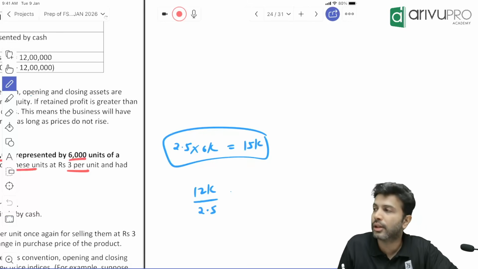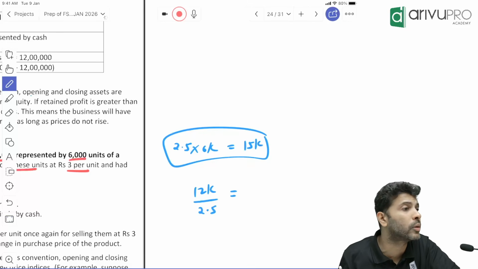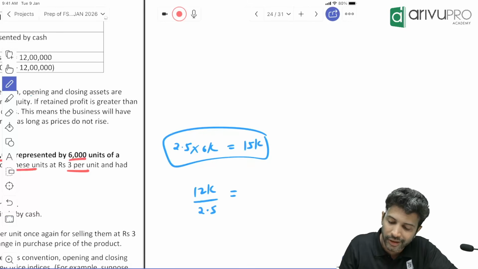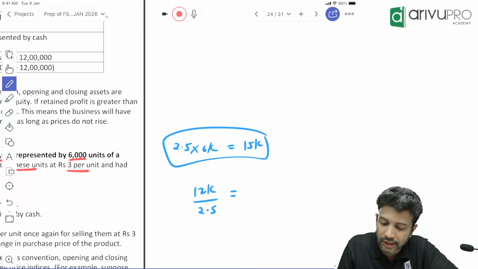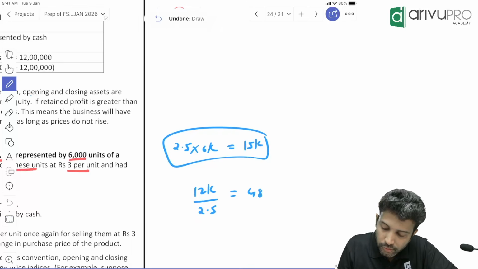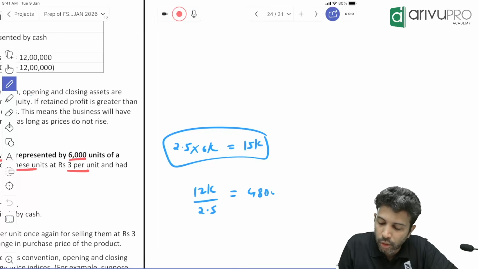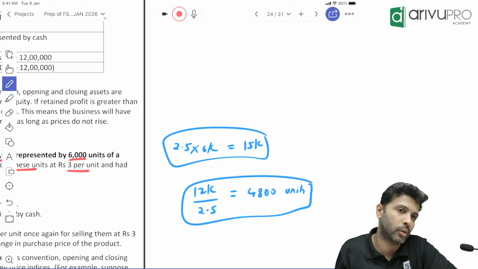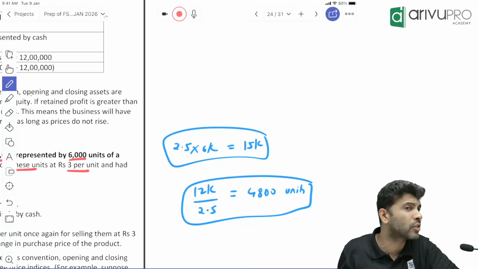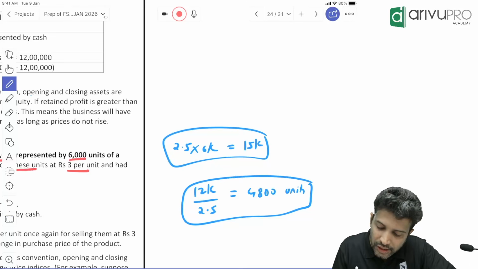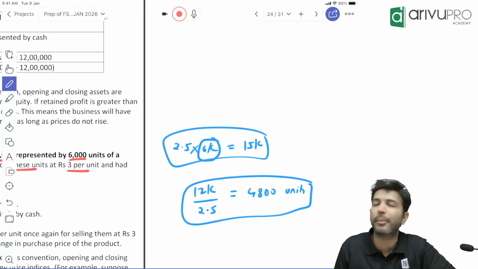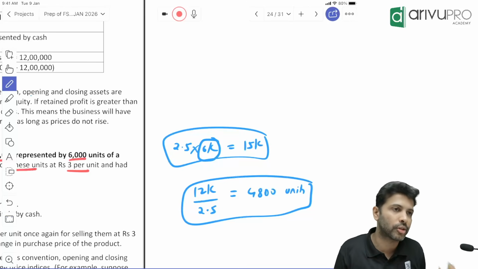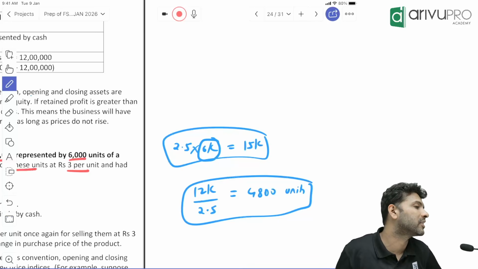No. If you have 12,000 rupees and the cost per unit is 2.5, how many units can you buy? Definitely not 6,000. Lesser than that. Calculate this. 4,800 units. Now you tell me, would you like to be in this position? No. Now you tell me, should we really withdraw all our profits or keep some? Keep some so that at least we will be able to purchase how many units in future? 6,000 units. That's what current cost method says.